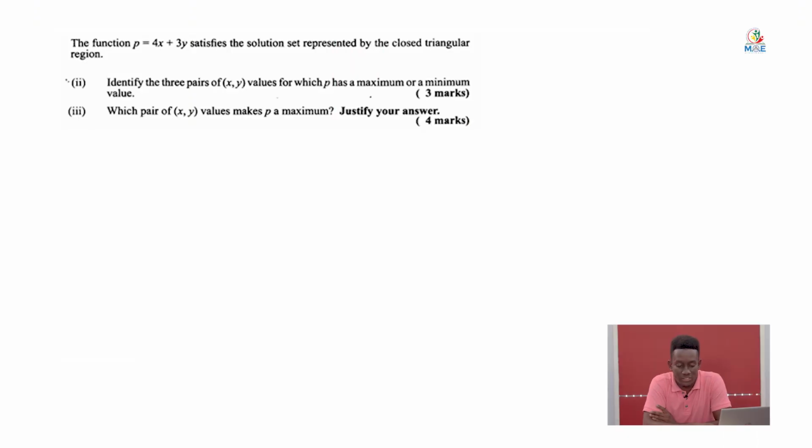The next set of questions says, the function p is equal to 4x plus 3y satisfies the solution set represented by the closed triangular region. First one, identify the three pairs of x and y values for which p has a maximum or a minimum value.